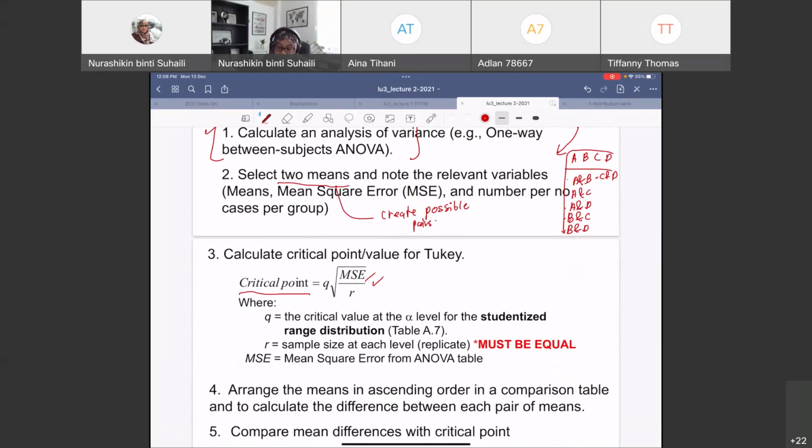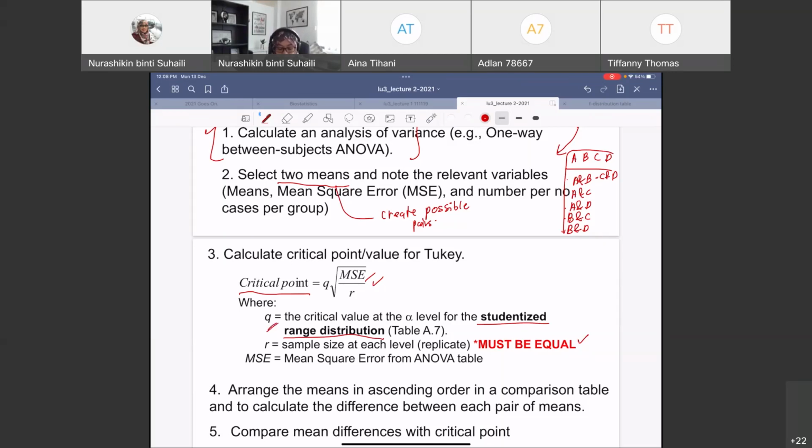Okay, so this is another table that you have to know. The table is called the studentized range distribution. That's Q. And then R is the sample size at each level. The sample size means how many points every treatment has. MSE is the mean square error from the ANOVA table. Because this is the Tukey test, the sample sizes should be equal, because the Tukey test is only for equal sample size. Now, R and MSE, you already know how to find them.